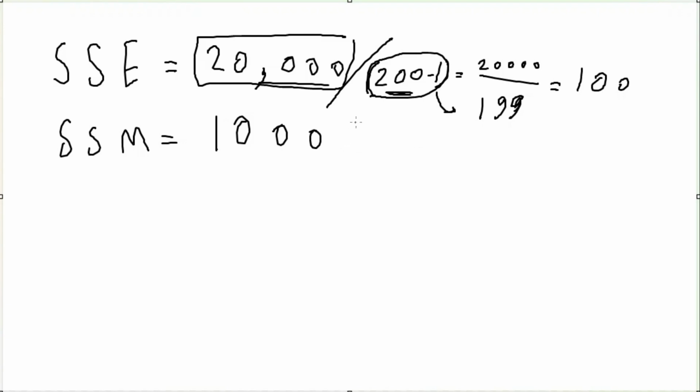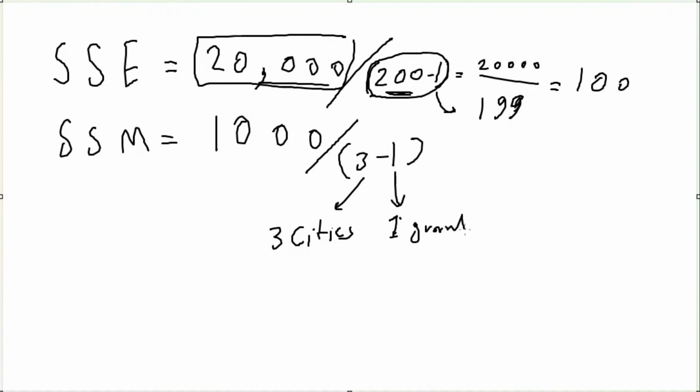And here we divide by 3 minus 1. 3 because we have 3 cities, and 1 because we have one grand average. Okay, one grand average we have. So 3 minus 1.